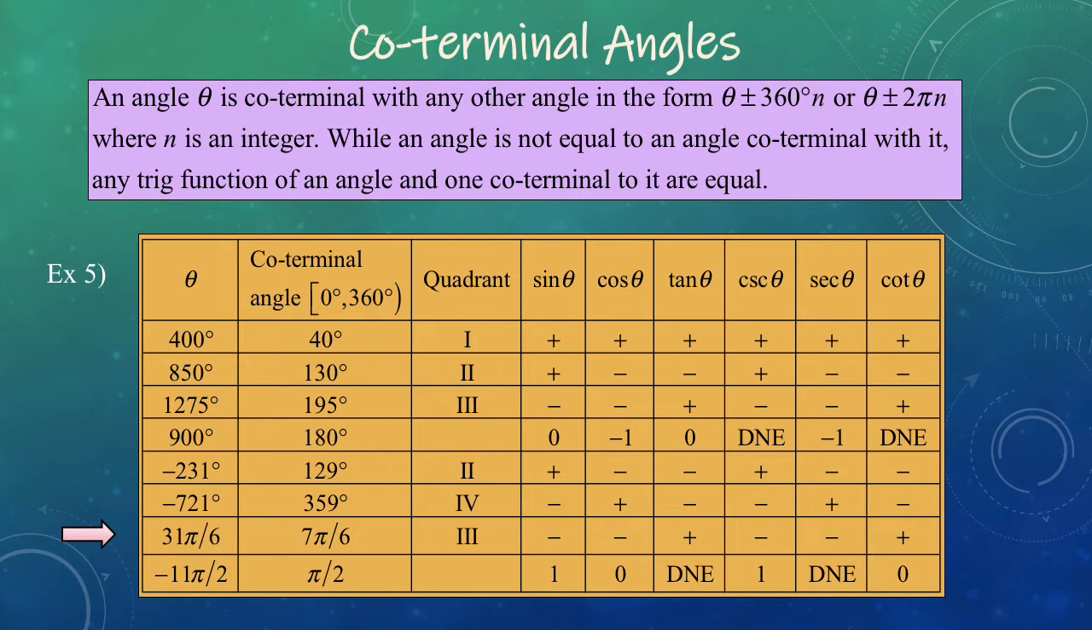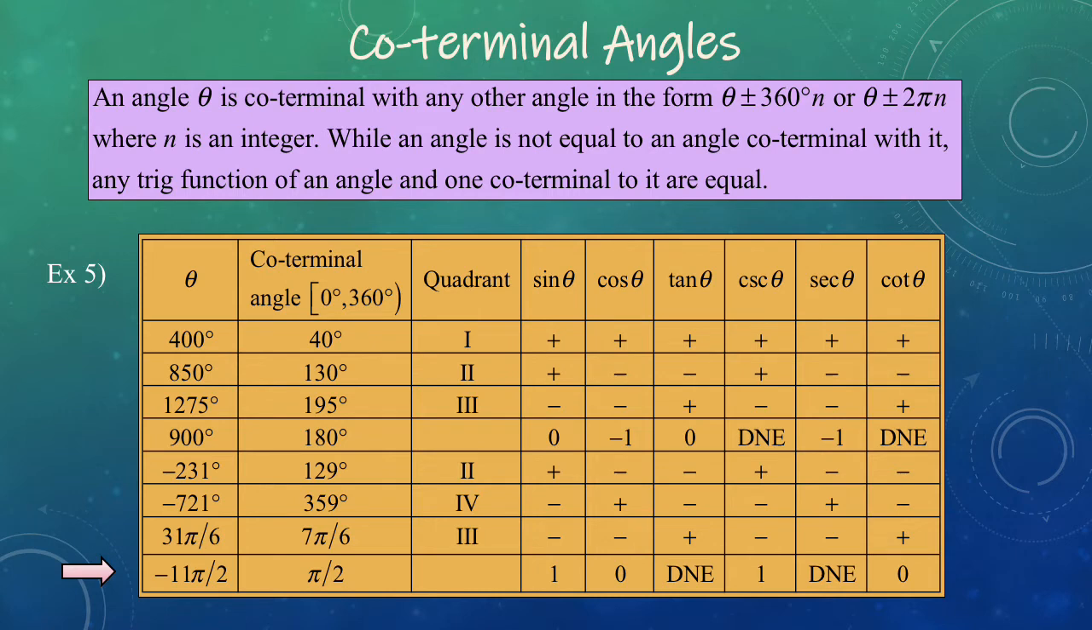So with 31 pi divided by 6, we have to subtract 2 pi twice to give us a number between 0 and 2 pi. We get 7 pi divided by 6, and that is a quadrant 3 angle, as it is slightly greater than pi. In quadrant 3, only tangent theta and cotangent theta are positive.